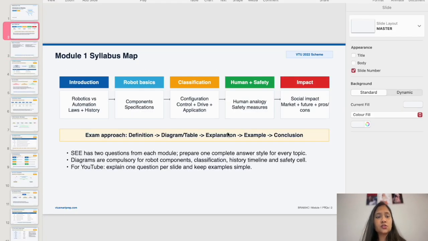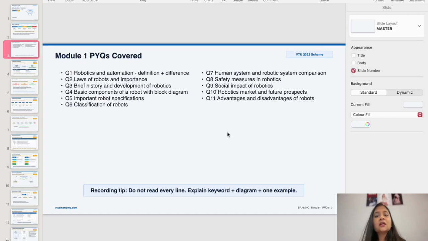Module 1 questions. These are the questions which I have got from the previous year question papers. The questions include robotics and automation, laws of robots, history of robotics, robot components, robot specification, classifications, then human system versus robotic system, safety measures for robots, social impact, robotics market, future prospects, and advantages and disadvantages. These are the topics you have to read so that you can score marks for module 1.